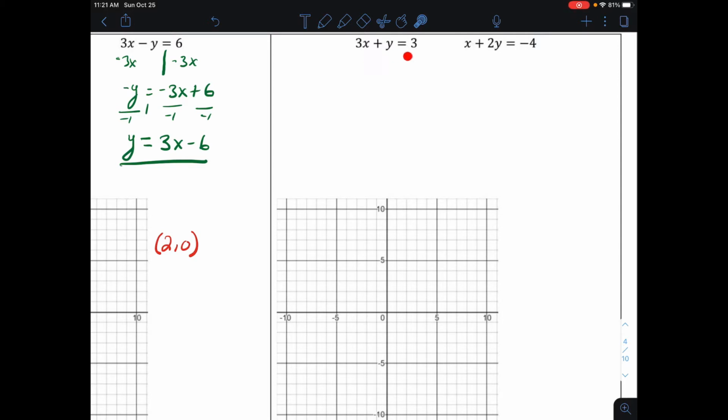I'm going to start here on the equation on the left-hand side. I need to get it written as y equals. Well, this one, all I have to do is move the 3x to the other side. So I'm going to subtract the 3x from both sides. And that's going to leave me with y is equal to negative 3x plus 3. So that's slope-intercept form. So there's line number 1.